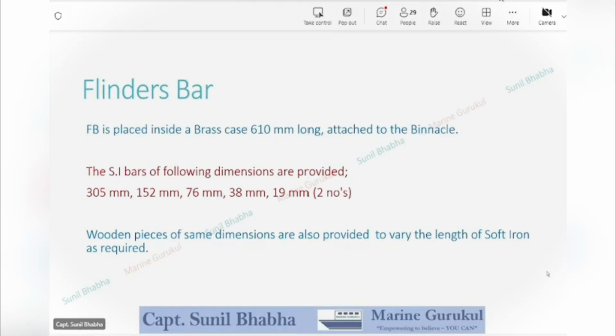Now on a ship which has a huge funnel, let us say a VLCC, if the funnel is quite big, that tells us that the induced pole on that particular ship is going to be substantial. So we may require a Flinders bar close to maybe 500 or 600 mm. On another vessel which has a very small engine and a very small funnel, the correction required may not be very much. So we may require just about 100 or 200 millimeters of the Flinders bar. So these wooden pieces help us to vary the length of the Flinders bar.